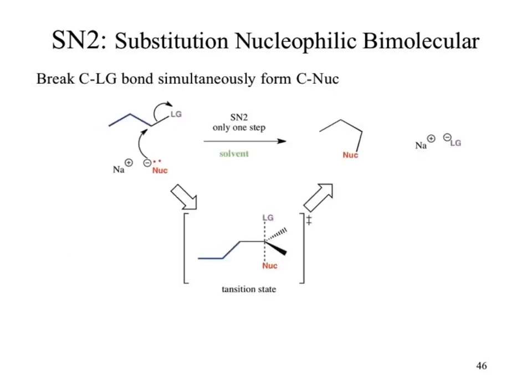You'll notice just like we did for the E2, you can get a system showing the transition state. Double dagger referencing our transition state. The nucleophile is coming in at the exact same instant the leaving group's leaving.